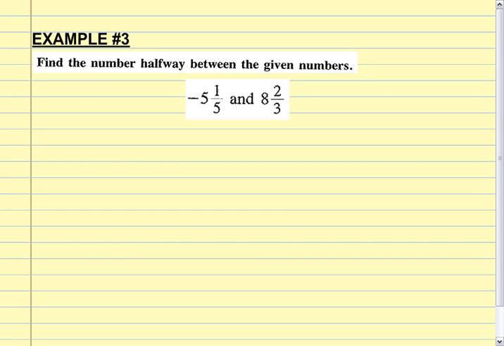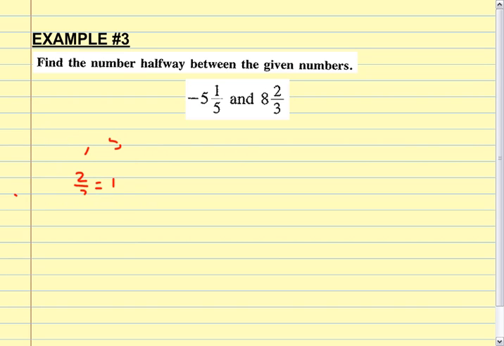Anytime I'm looking for a number exactly in the middle, all I'm looking for is its average. For instance, -3 and 5. Think of the number line. What's the number exactly in the middle of these two? From -3 to 5, what number do we fall on? 1. Another way of finding it is adding -3 and 5. What is -3 plus 5? 2. And then dividing by 2 gives 1. To find a number halfway between two numbers, we find their average, which means we add them and divide by 2, or multiply by 1/2.